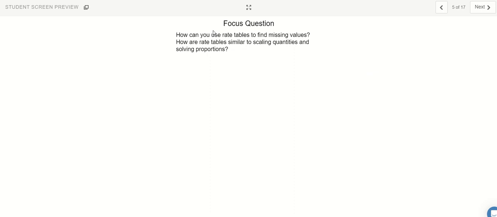So in this lesson, we're focusing on how we can use rates to find the missing value, and how rate tables are similar to scaling.